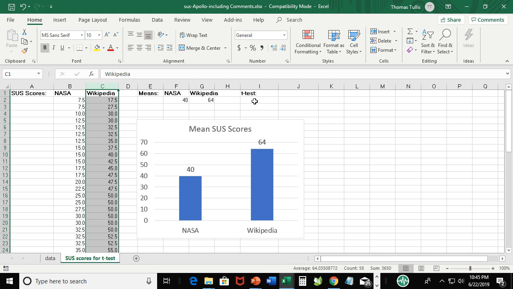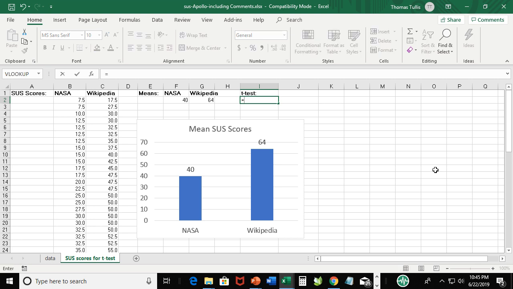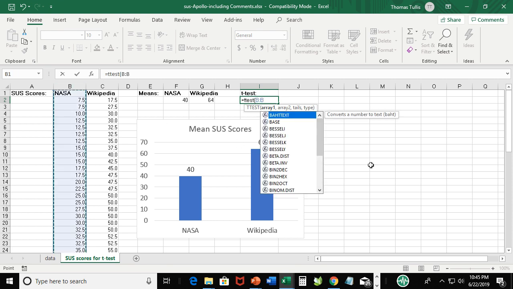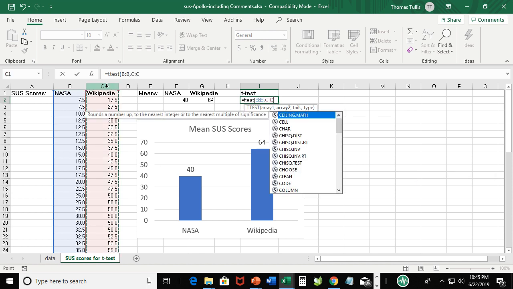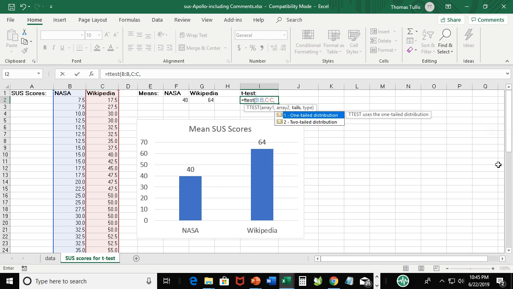Okay, so here's where we're going to calculate the t-test. So it simply equals t-test. And now it says it's wanting array 1, which is going to be the NASA data. Doesn't actually matter which is which. And now array 2, which is going to be the Wikipedia data. And now it's asking for tails.